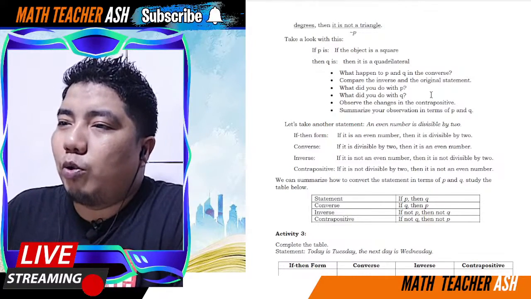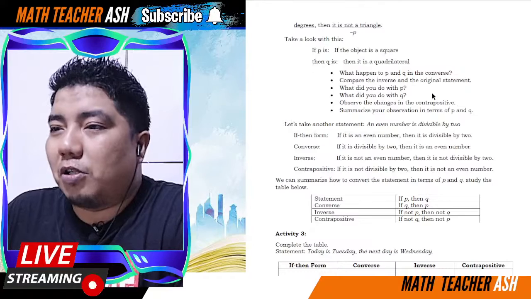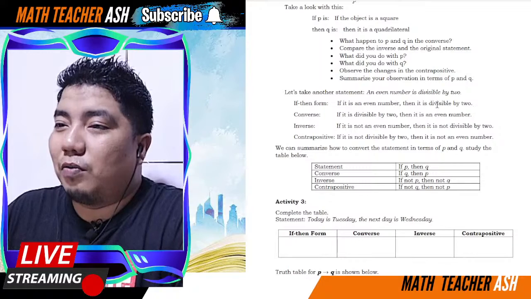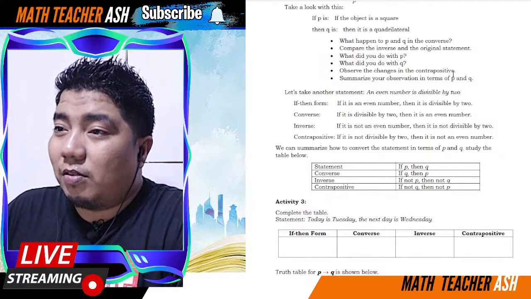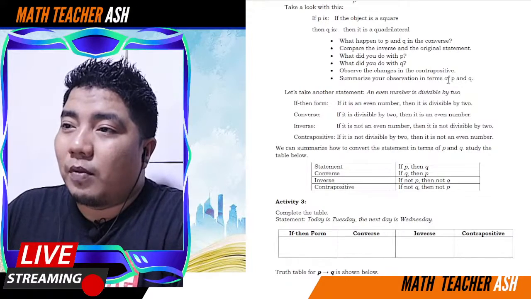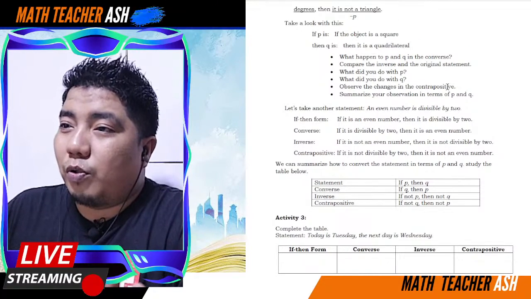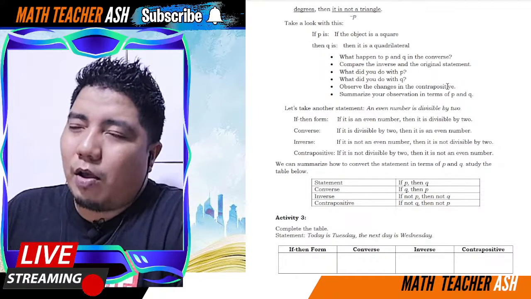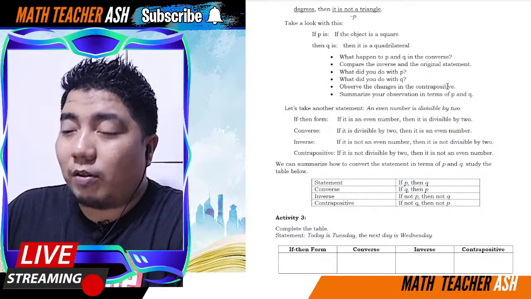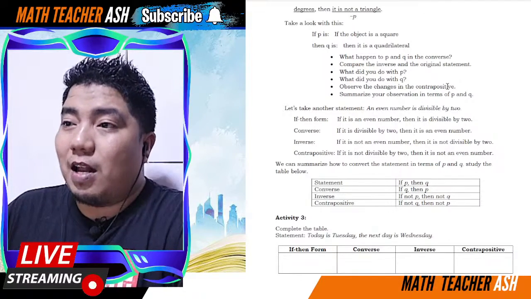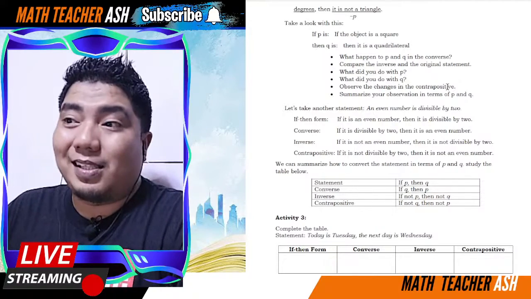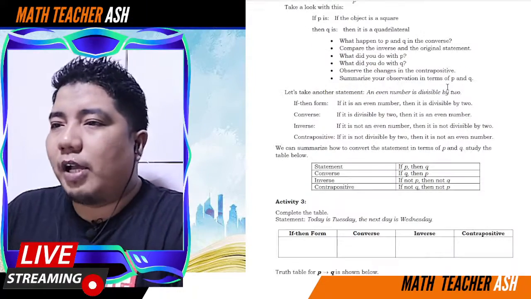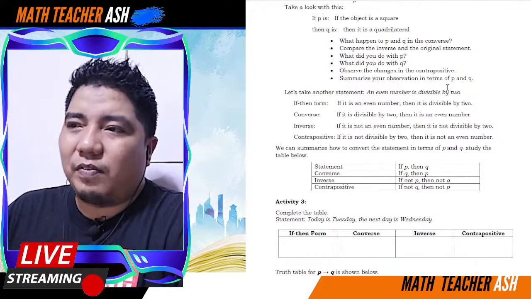What did you do with P? What did you do with Q? Observe the changes in the contrapositive. Summarize your observation. In the contrapositive naman, gagawa lang tayo ng not, based on our inverse. If the object is not a quadrilateral, then the object is not a square. Alright, but basically, the context of that is not always true.